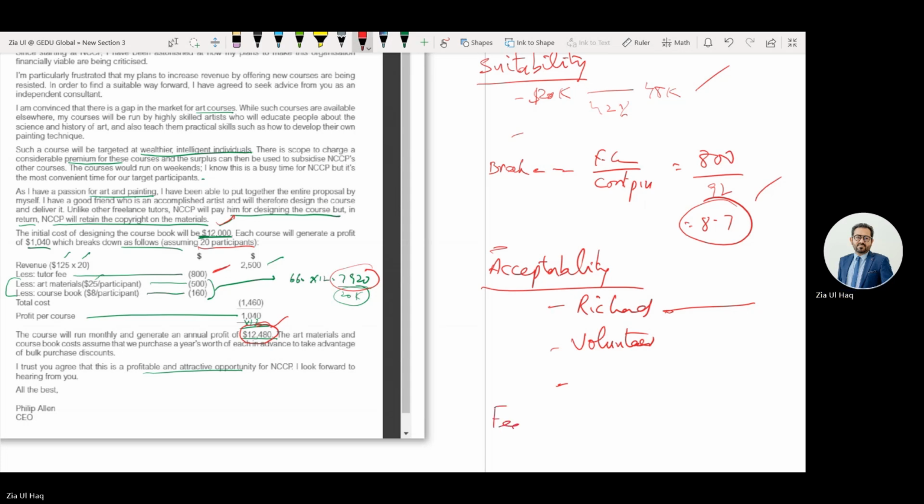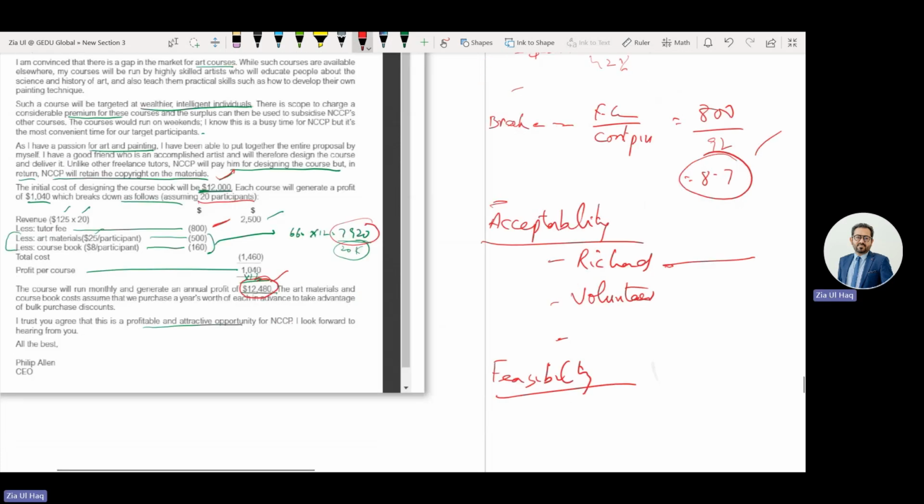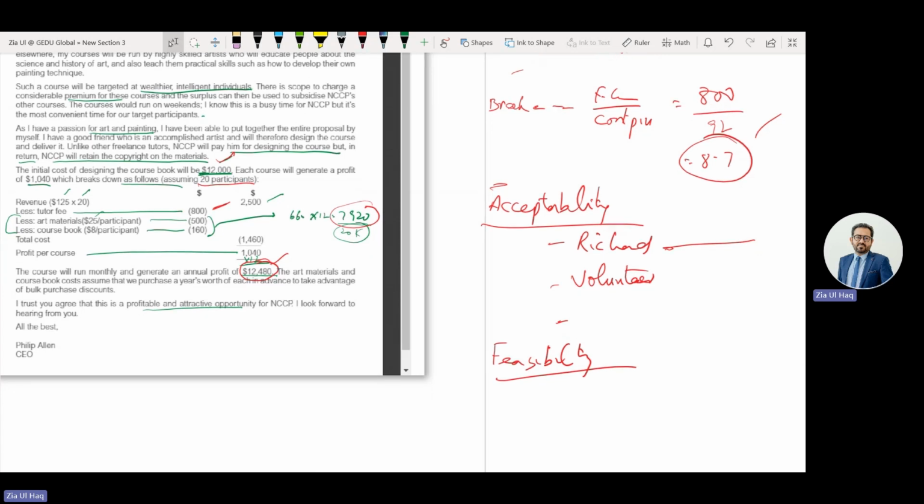Feasibility. Regarding feasibility, we need to see resources. And he is saying, I can find one of my friends and we can take some support from him and we will pay a fee to him. If you are paying a fee to your friend for getting any services, this will be a question mark on the independence.